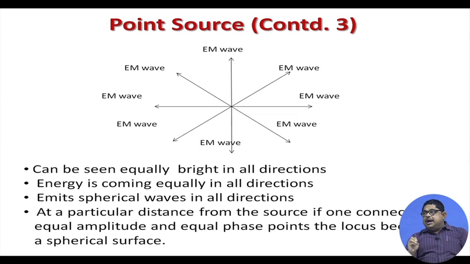If you are at the center of a sphere, then the energy is equally going along larger and larger spheres and coming to you. At a particular distance from the source, if we connect all the equal amplitude and equal phase points, that means whose electric field or magnetic field has equal amplitude and equal phase, then the locus becomes a spherical surface. So, its phase front is called spherical. That is why we say that a point source emits spherical waves in all directions.